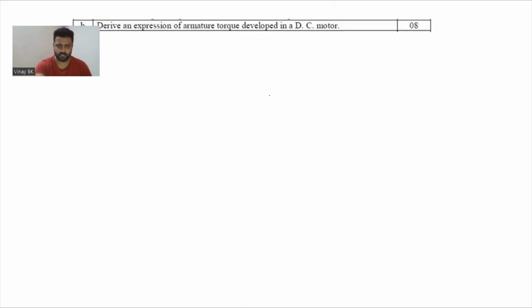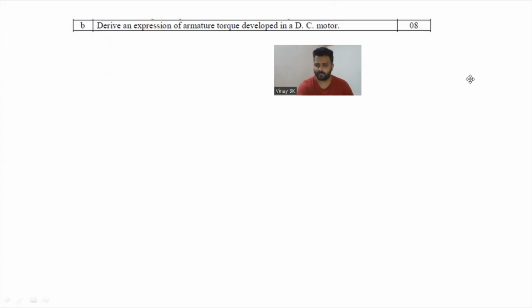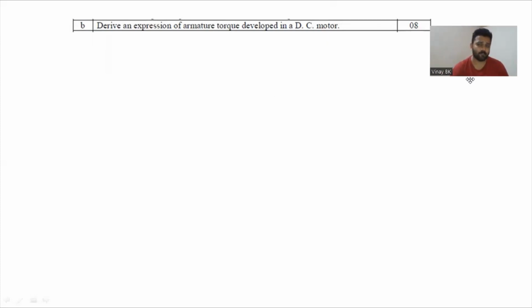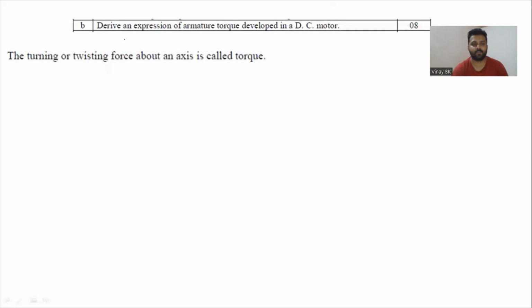Okay, and the next, the second one is: derive an expression for armature torque developed in a DC motor, again for 8 marks. So for this derivation, first you need to write the definition of torque. Torque is nothing but a turning or twisting force about an axis.